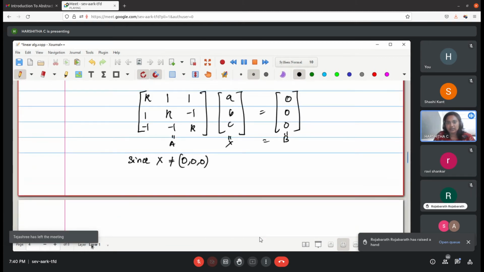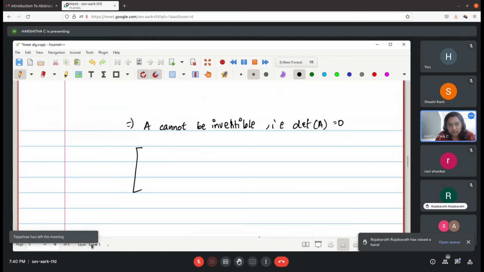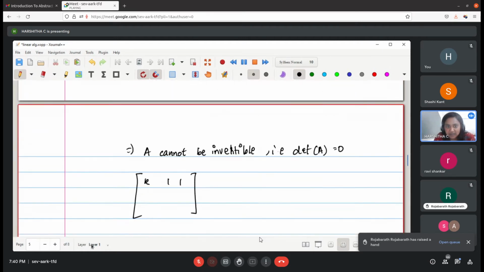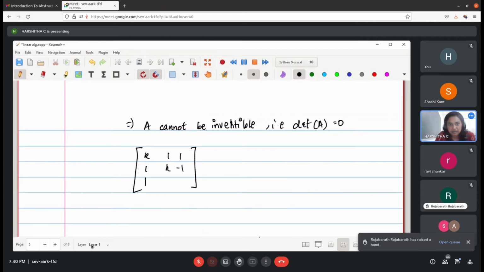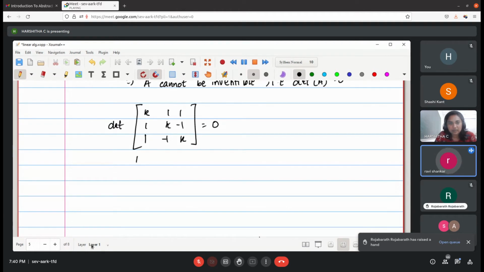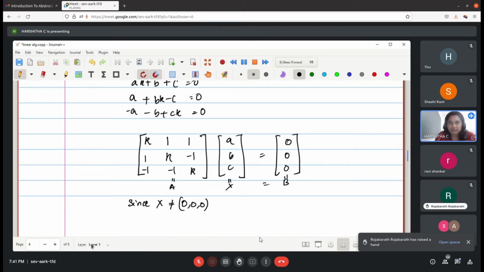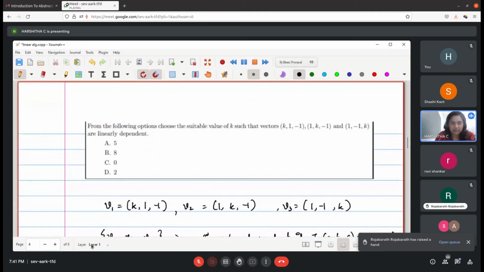So here, the determinant of this matrix is 0. Now you will get a quadratic equation. Yeah, ma'am, K equals plus minus 1. Basically, the determinant will turn out to be K into K squared minus 1, which you can compute, equal to 0. So K is 0, plus or minus 1. Out of these, the only option that we have is 0.